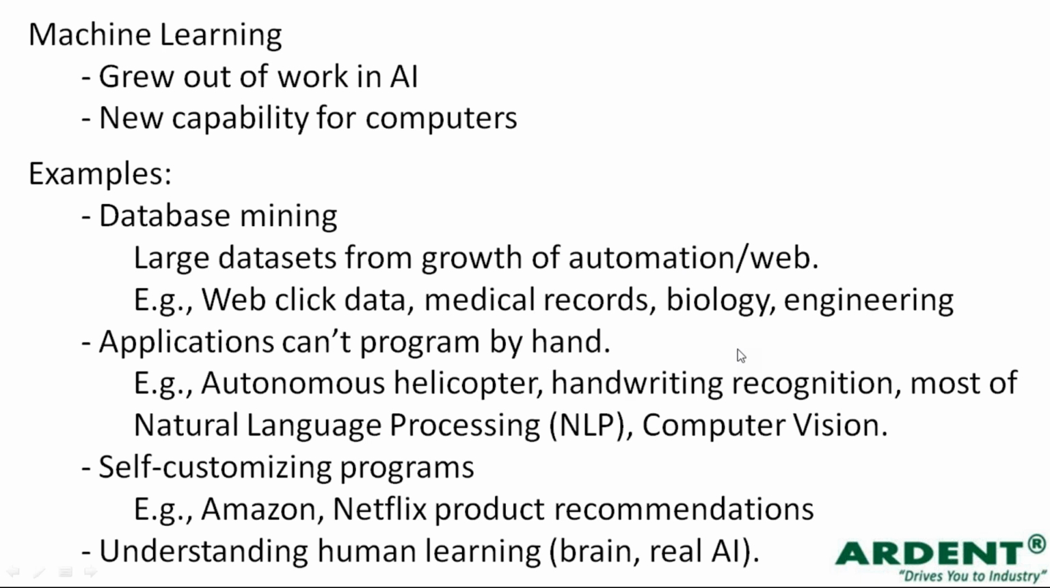And now self-customizing, seeing Amazon, Netflix recommender systems, product recommendation systems, and that's it. Now understanding human learning, basically the brain, or real AI. So artificial intelligence. Machine learning is just a part of artificial intelligence.